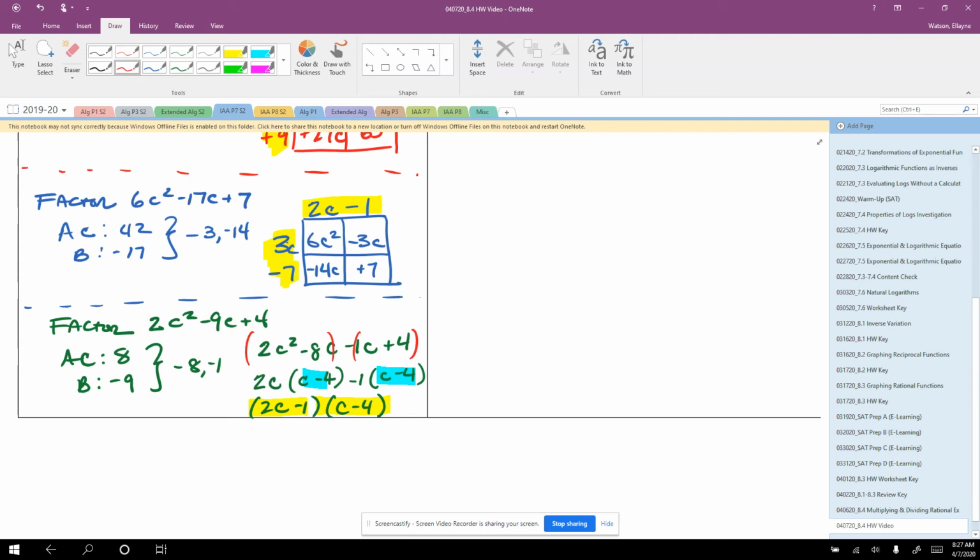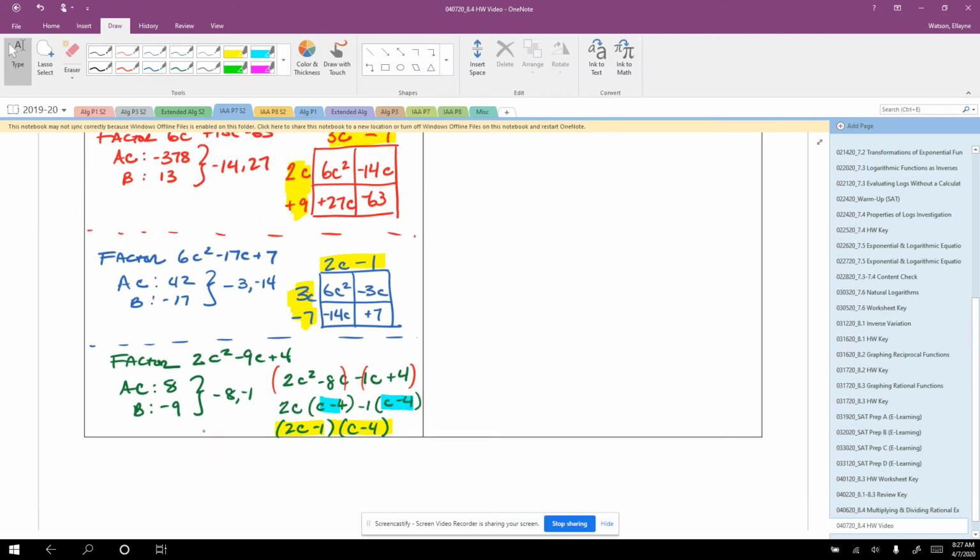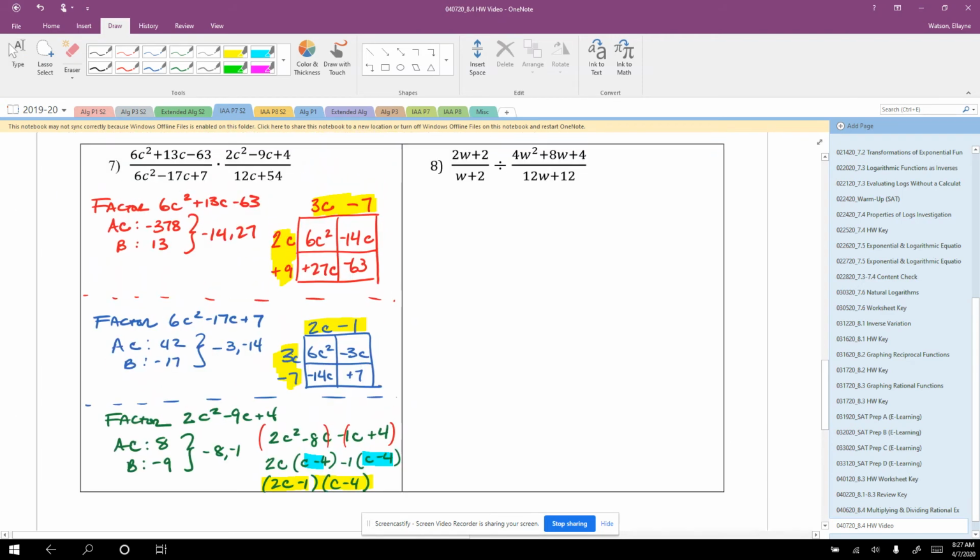Okay, that's obviously the huge bulk of the work. All right, so now we have those three factored. So I'm going to rewrite this.